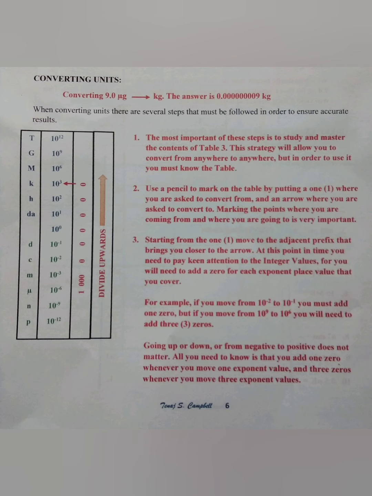At this point in time, you need to pay keen attention to the integer values, for you will need to add a 0 for each exponent place value that you cover. For example, if you move from 10 to the negative 2 to 10 to the negative 1, you must add 1 0. But if you move from 10 to the 9th to 10 to the 6th, you will need to add 3 zeros. Going up or down or from negative to positive does not matter. All you need to know is that you add 1 0 whenever you move one exponent value and 3 zeros whenever you move 3 exponent values.